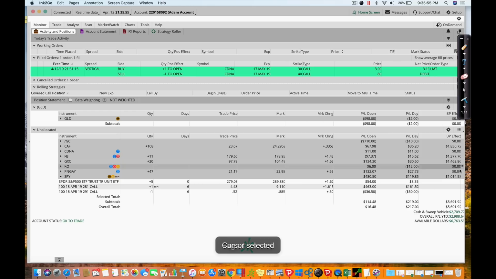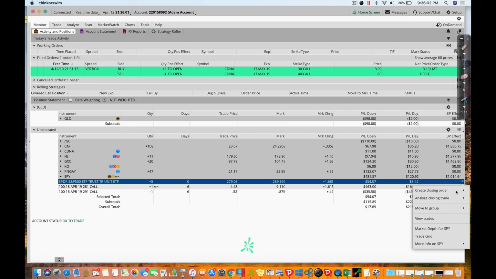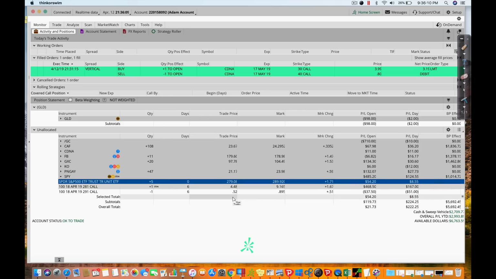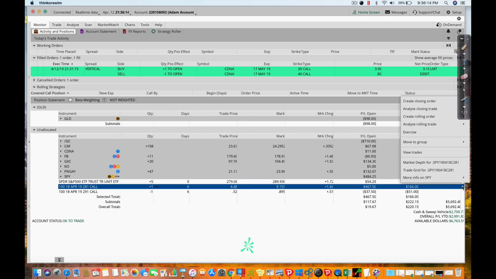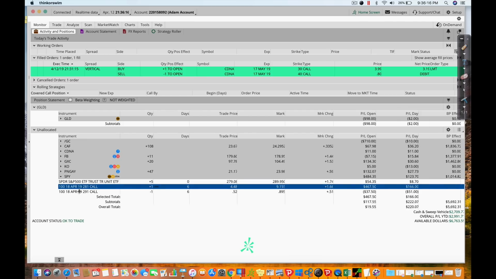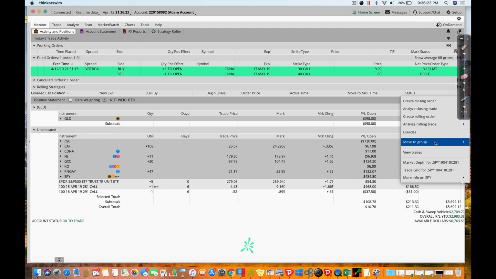Okay, so to take profit, I'm going to click on this, create the closing order. Oops, sorry, not that one, this one. Okay, sorry. I need to link these two things together first, because if I sell it right now, I'll be selling it separately. I like to sell it together. So I'm going to create a new group. I'm going to group the orders together. So move to the group, and I'm going to add a group right now.